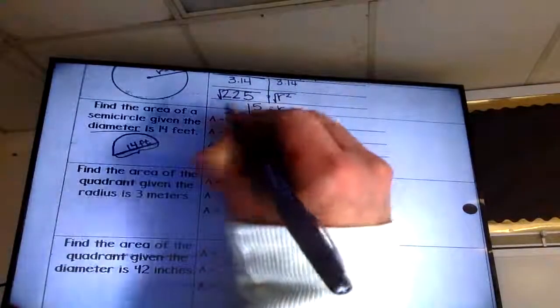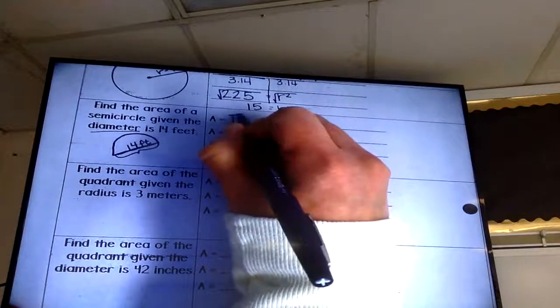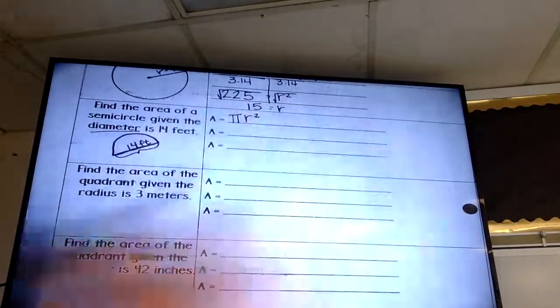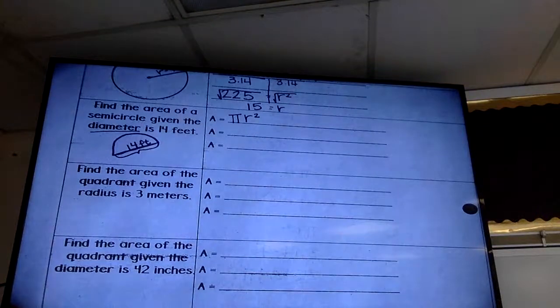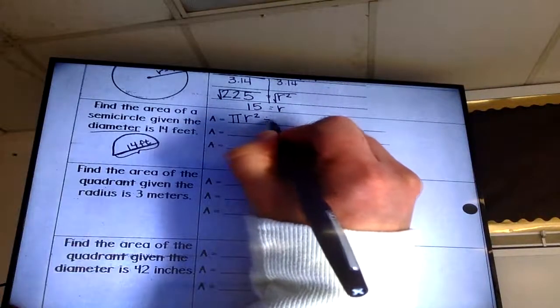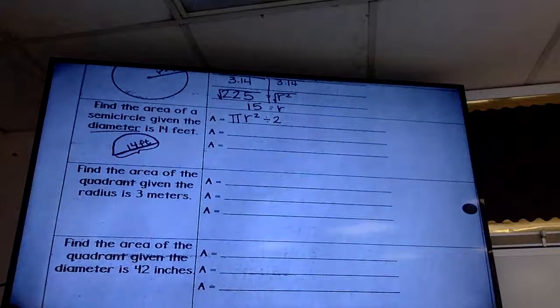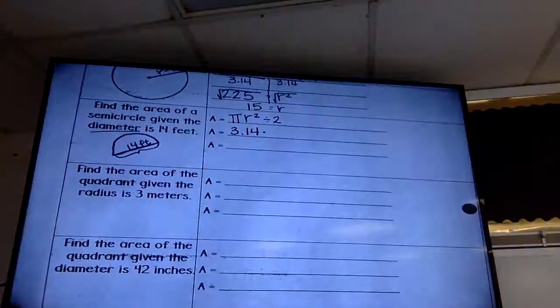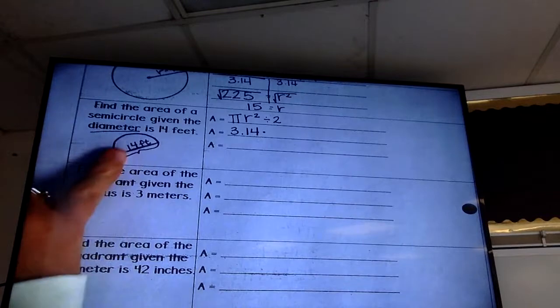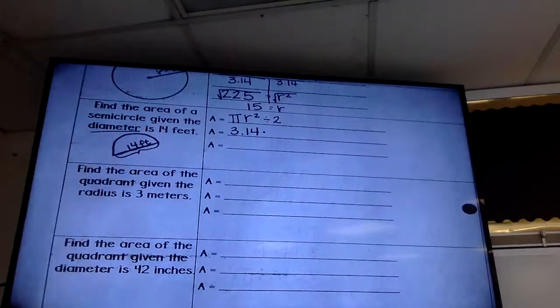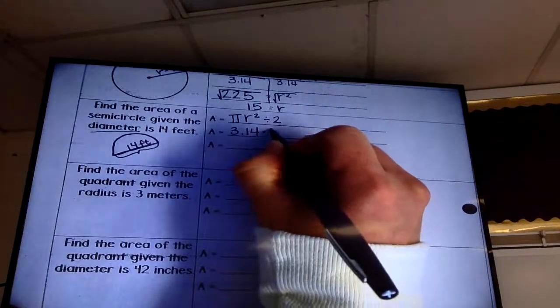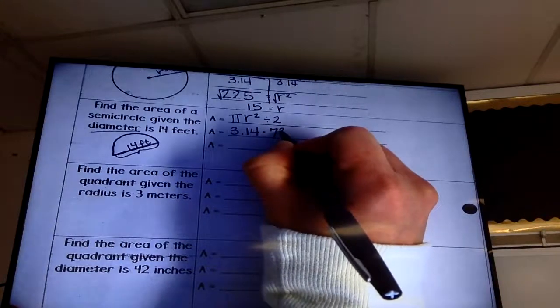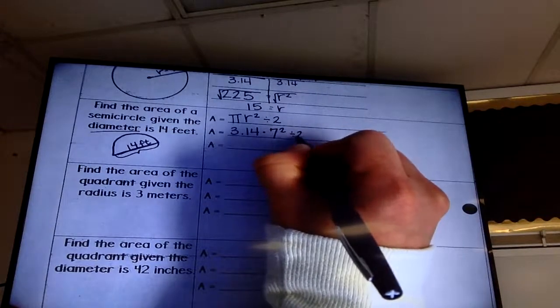Okay, so let's try it. Area equals pi r squared, except this is a semicircle. So just like with circumference, I'm going to want to divide it by 2 because it's half of a circle. So let's substitute in our numbers. I have 3.14 times the radius. Well, I know the diameter is 14, and I know radius is half of the diameter. So half of 14 is 7, squared, divided by 2.